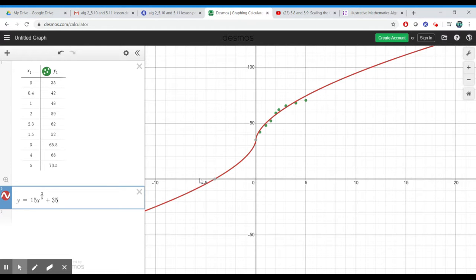So if you were actually being paid by someone to try and model this data set, you would probably try all these different types of equations and then decide on one that fits best, because a power function might not fit as well as the other data sets that we used did.